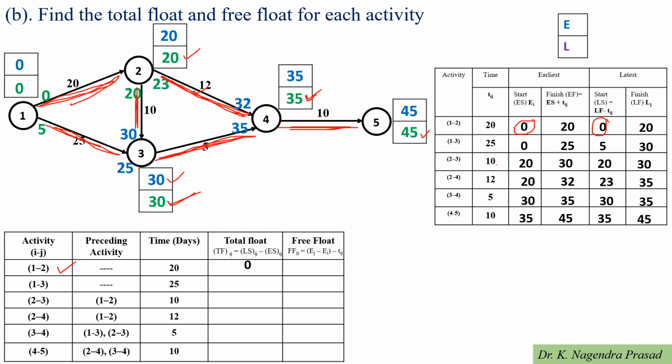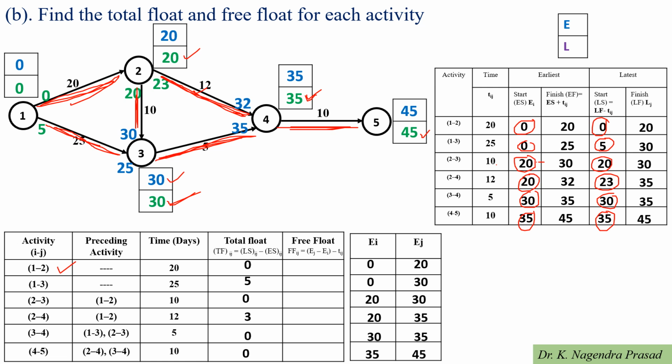Next for activity 1 to 3, latest start time 5 minus earliest start time 0, which is 5. Next for activity 2 to 3, 20 minus 20, which is equal to 0. Next one is activity 2 to 4, 23 minus 20, which is equal to 3. Next, 3 to 4, 30 minus 30, which is equal to 0. Next one is 35 minus 35, which is equal to 0.